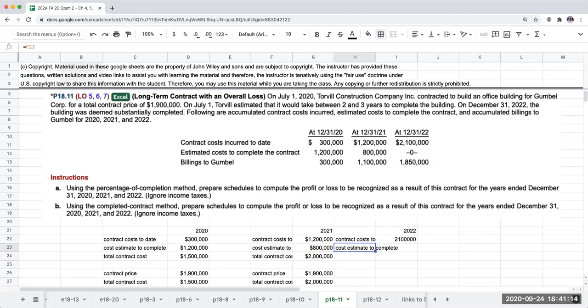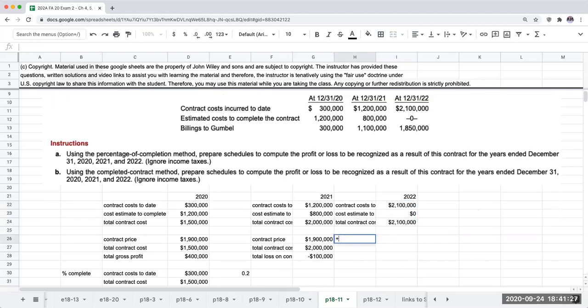Okay, my cost estimate to complete is 0. So my total contract costs are going to be 2.1 million. I'm kind of in the same situation here. My contract price is 1.9 million, and my total contract costs are 2.1 million. So my total loss on the contract is now $200,000.